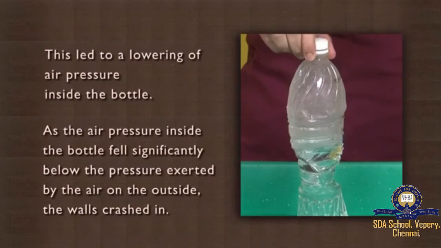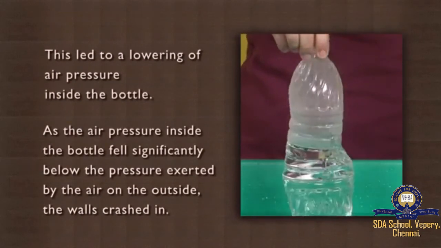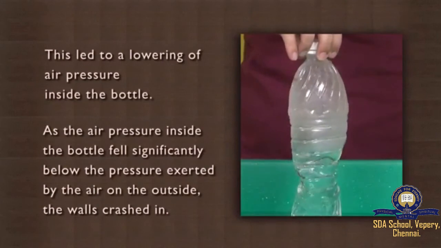As the air pressure inside the bottle fell significantly below the pressure exerted by the air on the outside, the walls crashed in. Air in the pneumatic tires in our bicycle or cars exerts pressure on the walls of the tires from inside. This introduces a cushioning effect and thus absorbs the shocks generated due to the rough texture of the road.